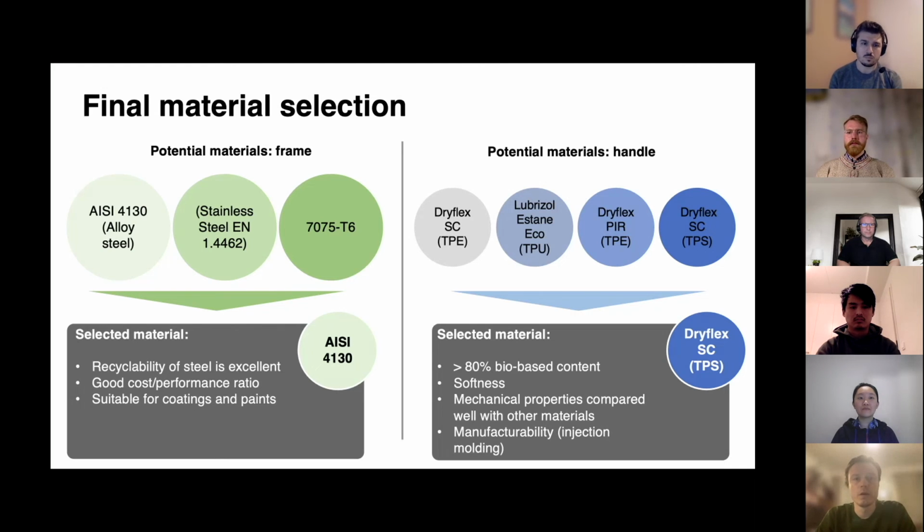And for the handle material, we chose Triplex SC TPS material. As Kari mentioned already, it has a really high bio-based content, which fits well to our emphasis on sustainability. It comes with suitable softness, so it feels nice against your palm. Its mechanical properties compare well with the other materials we have here, and it's also suitable for injection molding, which gives us certain freedom in terms of product design.